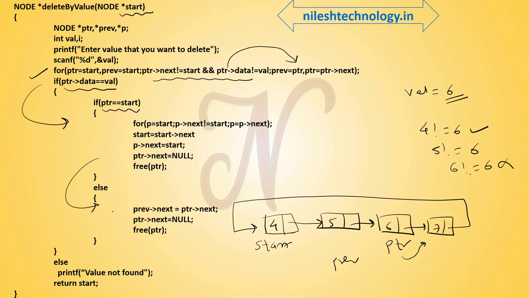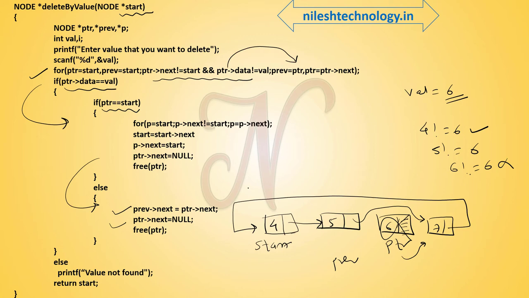In else, the first line is prev of next equal to ptr of next. So this is your prev of next, which is pointing to the ptr of next, and the ptr of next is assigned to null, and then free ptr. Like this way we delete a node in between in a circular linked list.